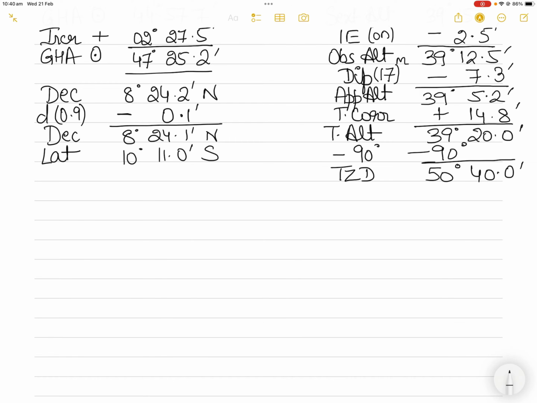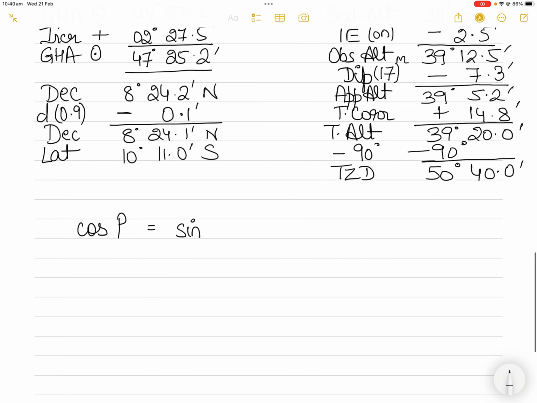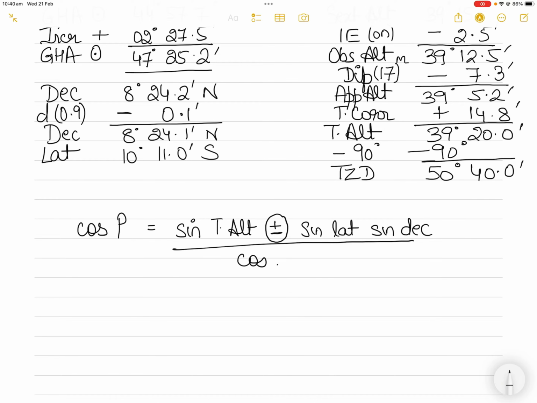So we have a formula for this. We have a formula which says cos P. P stands for, let me explain it later. All right, so we are trying to find the LHA here. That is our objective. Let's make it simple. And the formula is sine of true altitude plus or minus, I will explain why this is plus or minus, depends on a certain criteria, sine of latitude multiplied by sine of declination, divided by cos of latitude and cos of declination.